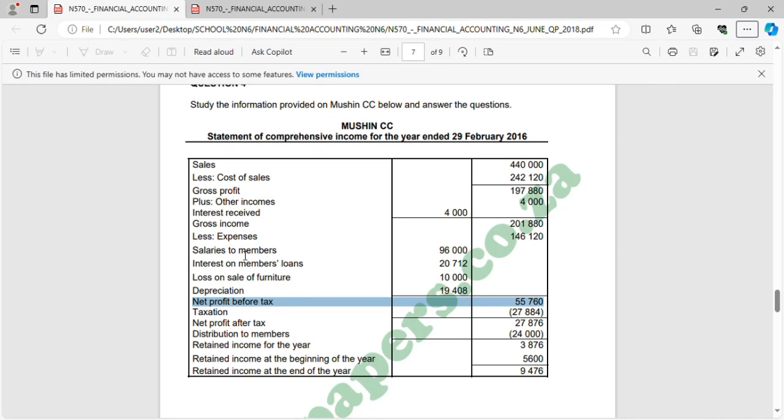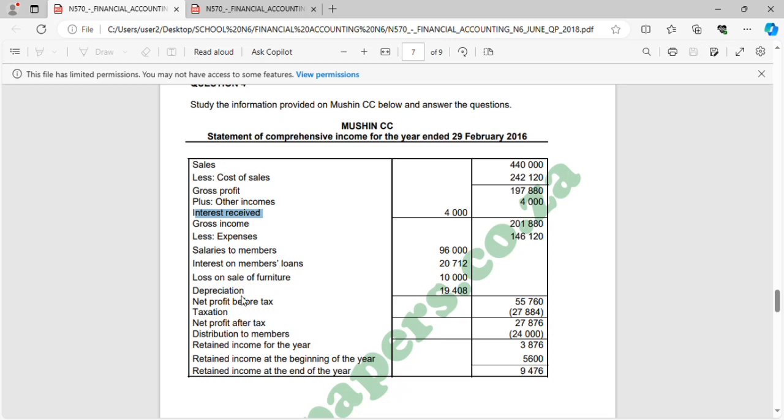Here we go. We are on the statement of comprehensive income for the year. If we go and check under the other incomes, we have the interest received amount of 4,000. So the interest received amount of 4,000 is also going to be part of the non-cash items. It's going to be 4,000 because interest received is an income. When we are dealing with the cash paid, it's going to be indicated inside the brackets.